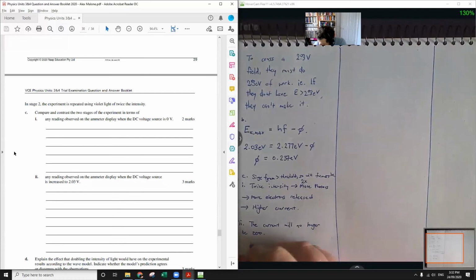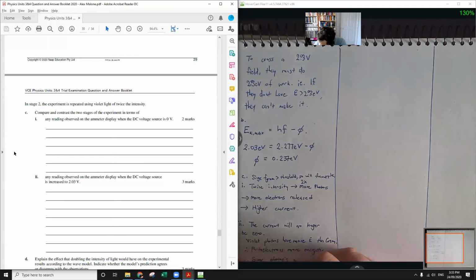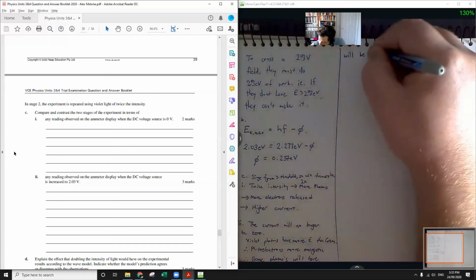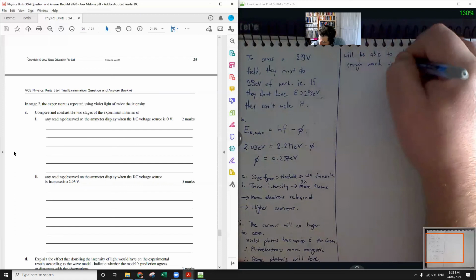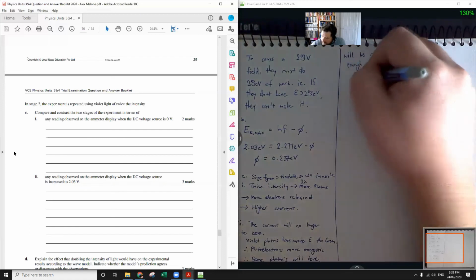So what you want to say here is violet photons have more E than green. Therefore, photoelectrons more energetic. Therefore, some photoelectrons will have kinetic energy greater than 2.03 electron volts. Okay, and then maybe say, therefore, they will be able to cross, to do enough work to reach the anode.